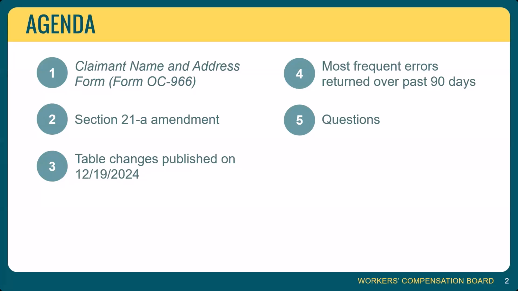So for today's webinar, we plan on going over the following items. As you can see, we're going to discuss the Form OC966, just a quick reminder for you. And then we're also going to be discussing an amendment that will be coming in the near future regarding Section 21A. We'll also be going over table changes published on December 19th, 2024. And we'll be going over and highlighting the most frequent errors that were returned over the past 90 days. And finally, any questions that you have, we'll be going over them.